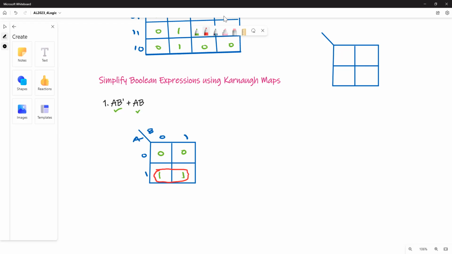Okay, understood? So in this one, this is the group. Now let me tell you how to write the simplification. Now look carefully. Now we are going to assign an expression for this group. For each individual cell, we know the values. For example, what does this one represent?